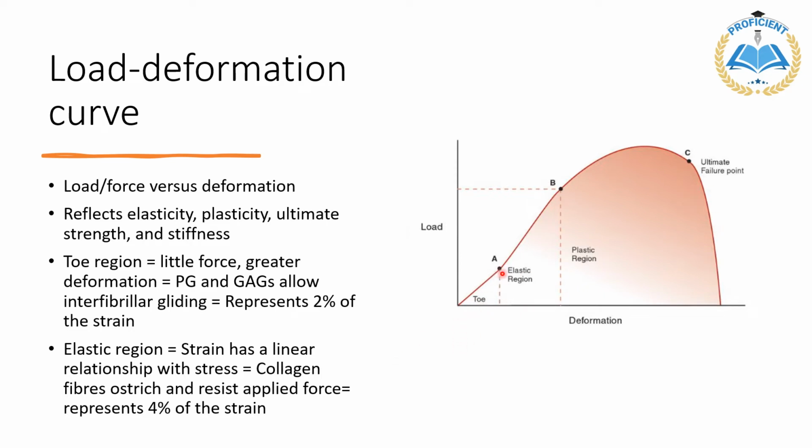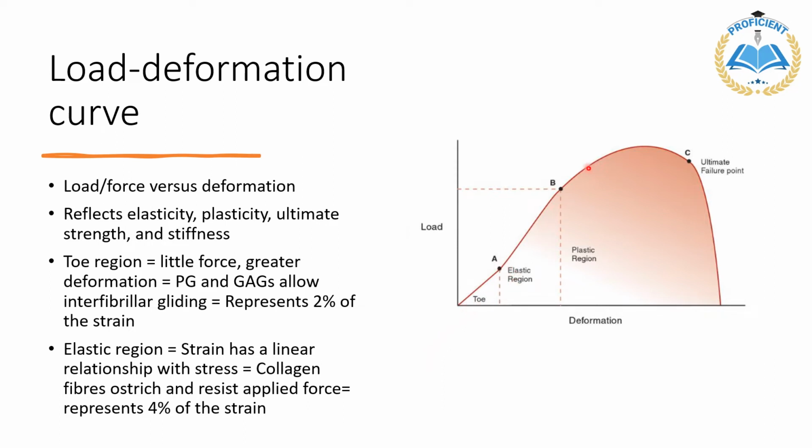The region from 0 to A is called the toe region, representing 2% of the curve, and this is the region where the slack is removed. This region tells that very little force is required for a deformation to occur, and a very good example of this is the tension that is built up in the tendon when a muscle contraction is about to occur.